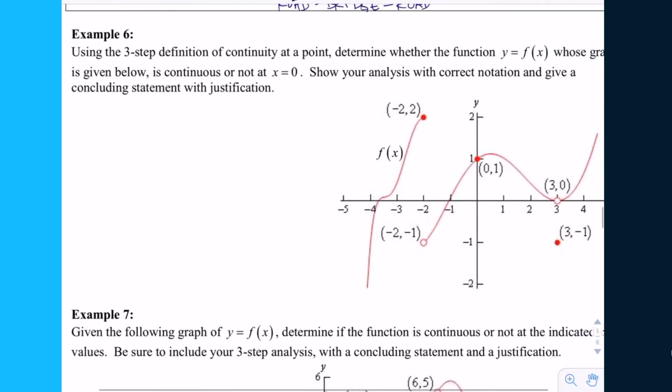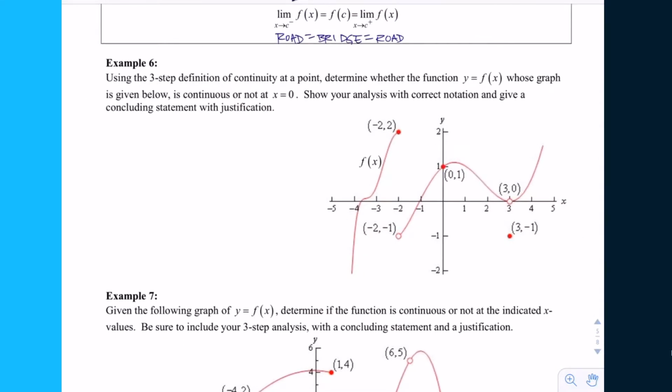All right, so here's what we're going to do. We're going to start with two graphs, and we're going to go through the notations, because it's very important that you practice proper notation from the beginning. So here it is on example 6. Use the three-step definition of continuity, that's the one right above, to determine whether this function below, whose graph is given, is continuous or not at x equals 0. Show your analysis with correct notation and give a concluding statement with the justification.